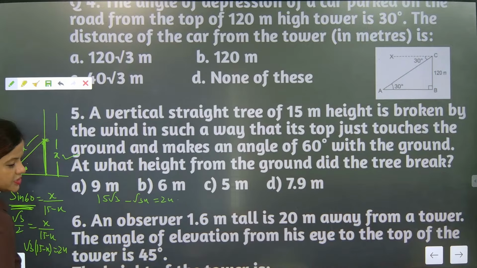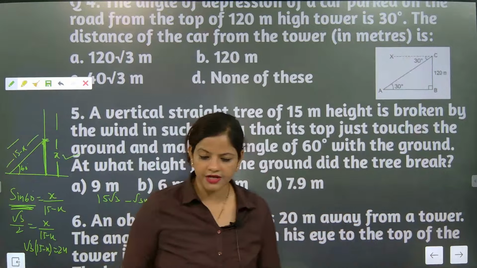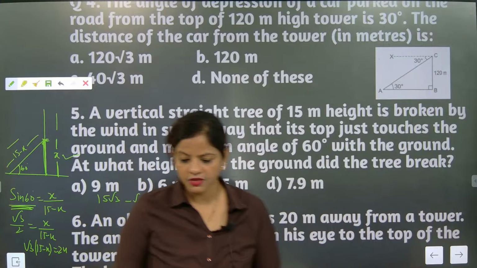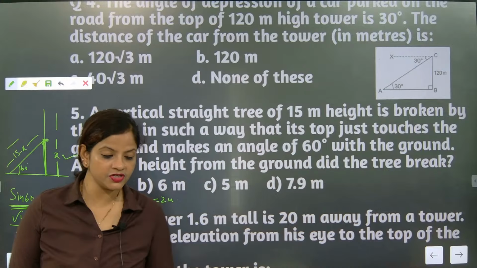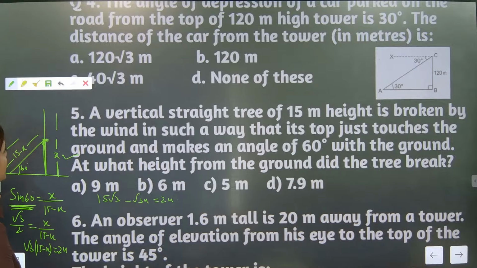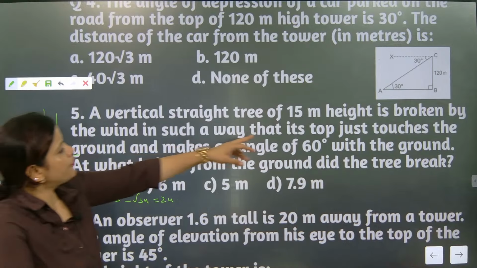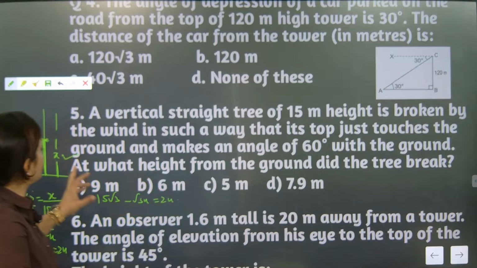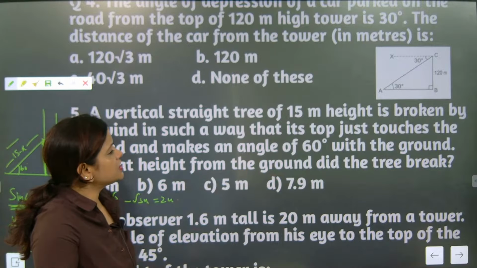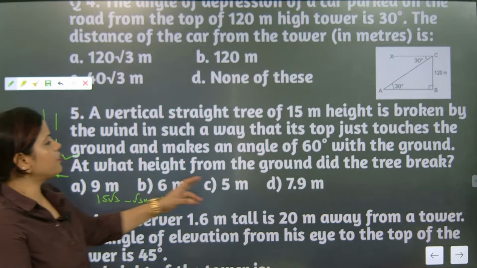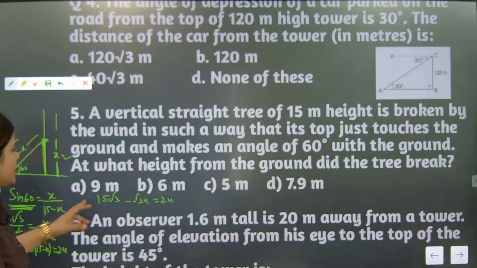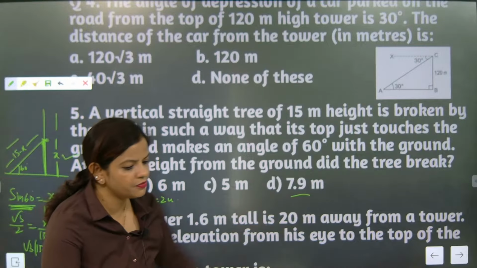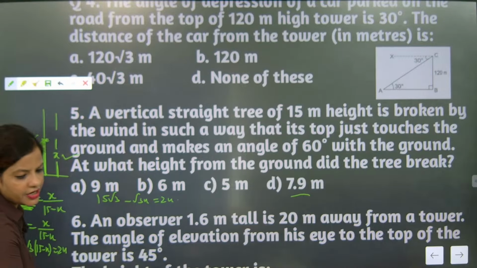Children, can you tell me is it correct? How many of you are thinking it is correct? Okay, Ila version, not Veda. Okay, Ila version has first given the answer for this. A vertical straight tree of 15 meters is broken by the wind in such a way that its top touches the ground and makes an angle of 60 degrees with the ground. At what height from the ground was the tree broken? Will the answer be this, or will the answer be a decimal?